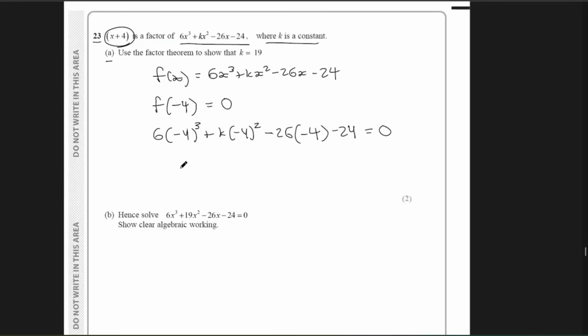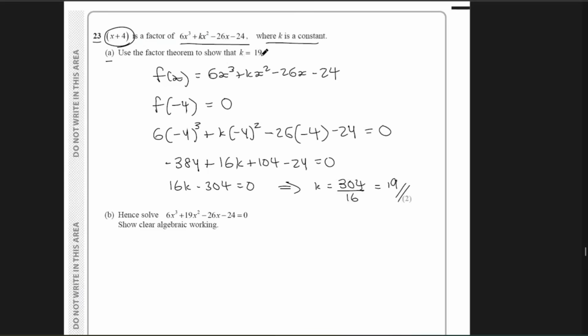6 times minus 4 cubed gives us minus 384 plus minus 4 squared would be 16k. Minus 26 times minus 4 gives us plus 104 minus 24 equal to 0. And then let's add up all the numbers. Minus 384 plus 104 minus 24 gives us minus 304. So 16k minus 304 is equal to 0. That means k is equal to 304 divided by 16, which is equal to 19. Yes, and we've shown that k is equal to 19.